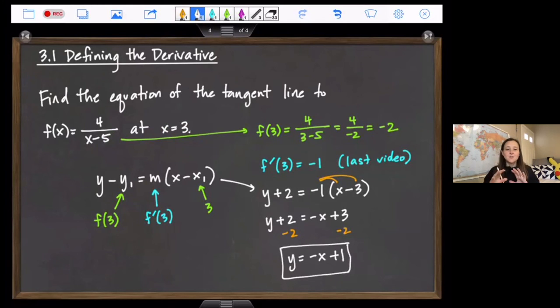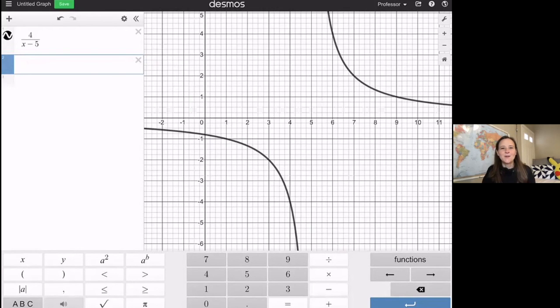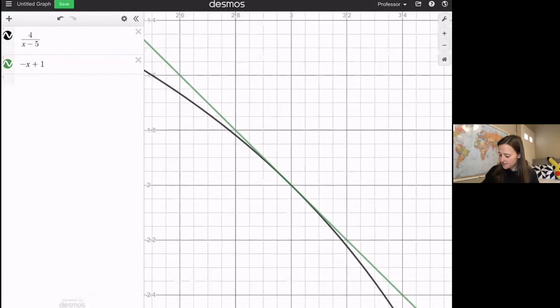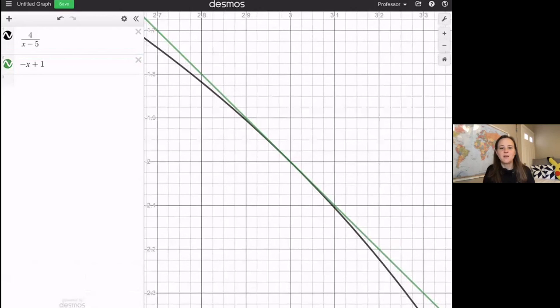Again, there's no way I'm going to do all that work and not graph it just to make sure that it looks right. Here we are in Desmos. I have graphed 4 over x minus 5, and it goes through the point (3, negative 2). That was the point that we found when we were calculating f of 3, so so far so good. Let's plug in our tangent line. We found y equals negative x plus 1. That looks perfect right there at (3, negative 2). The line comes up and just touches the graph, and it's perfectly tangent. We can zoom in and see that it is a perfect approximation right there at (3, negative 2).